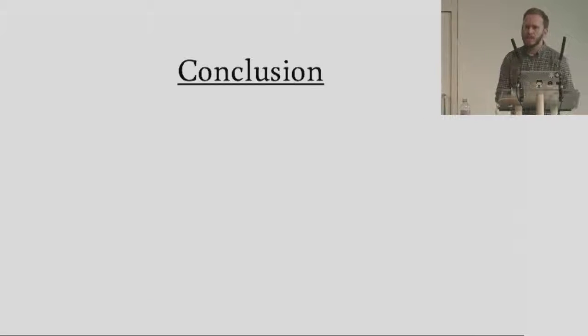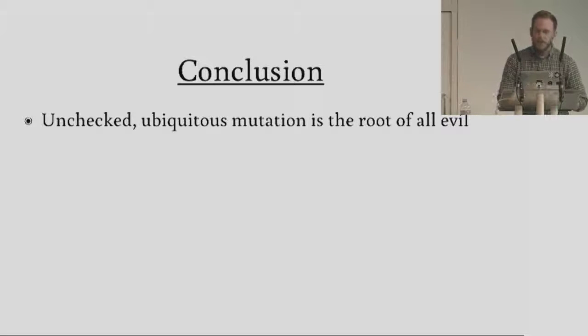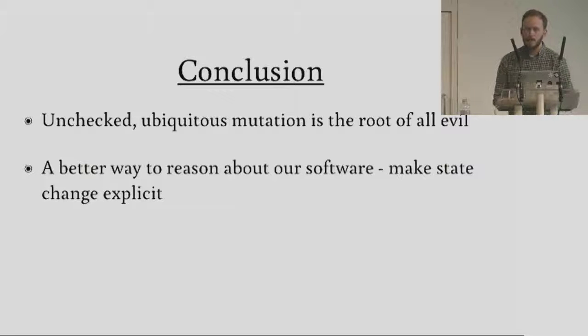So just to wrap things up, because I'm already out of time. Unchecked ubiquitous mutation is the root of all evil. There's simply no way that anyone can hold all of the complexities of state change in their heads at any one time, and we simply shouldn't try. It'll only get worse as our systems get larger as well. I think there's a better way to try and reason about our software, and that's by making state change explicit. In this example, I've been inspired by the language whose primary design goal is to deal with the problems of sharing state. That's the whole reason that Rich Hickey went and wrote Clojure in the first place, and partially because he was sick to death of Java.